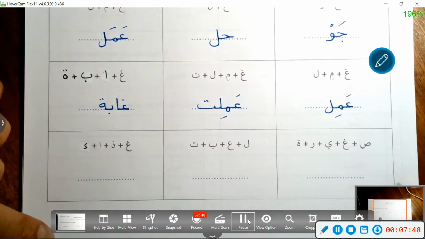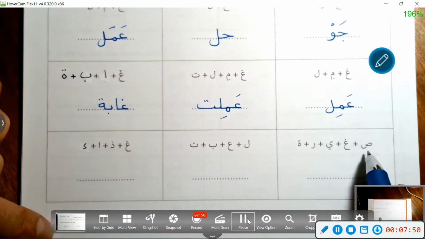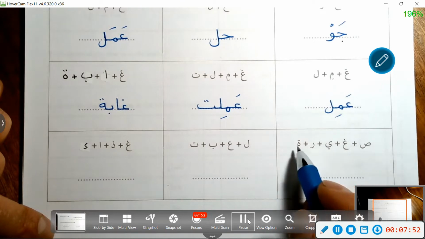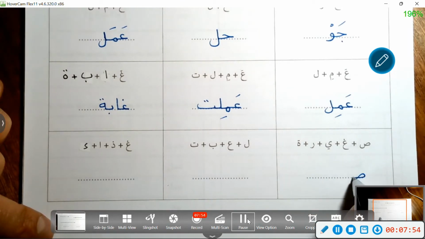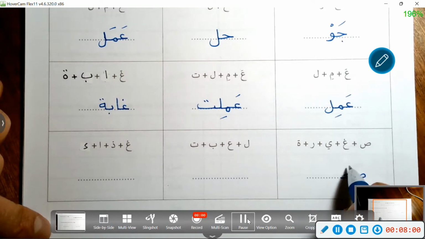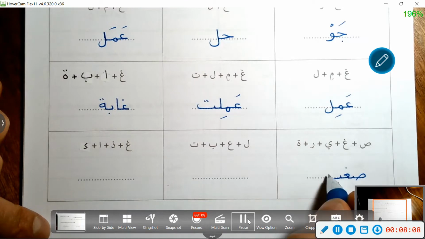Next word, صغيرة. صاد غين ياء راء تاء. Start with صاد. Now غين. Now it's in the middle of the word, so we close it. Put the ياء. راء underneath the line. تاء مربوطة.